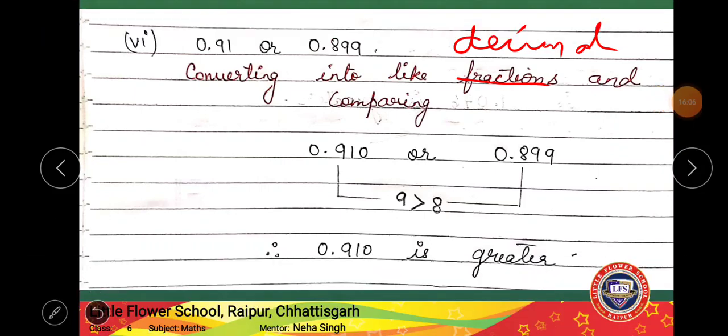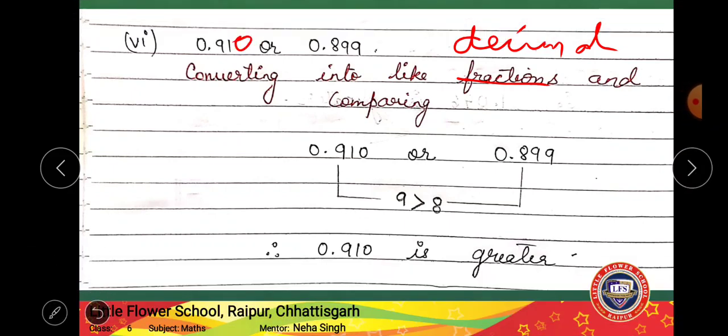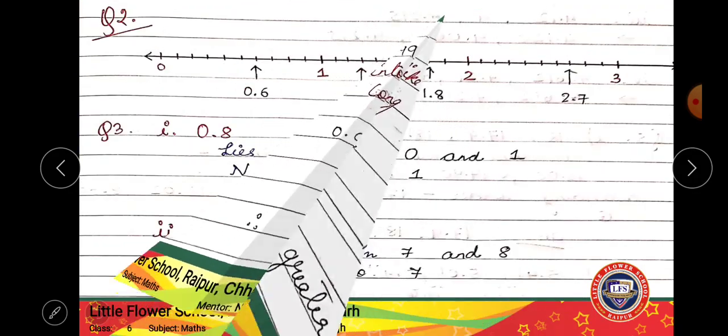So next question, 0.91 or 0.899. Now again first we'll convert it into like fractions. Here two places of decimals, here 3. So we'll put a 0 here, right? Now we'll start comparing with the first digit. See, here also it is 0, here also it is 0. So we'll move on to the next. Here it is 9, here it is 8. Which is greater? Obviously 9. So which means this number, that is 0.910, is greater, right?